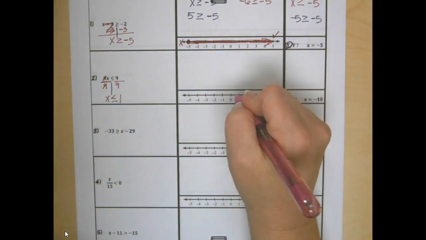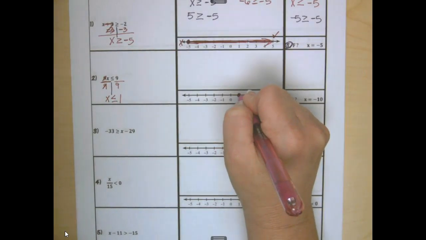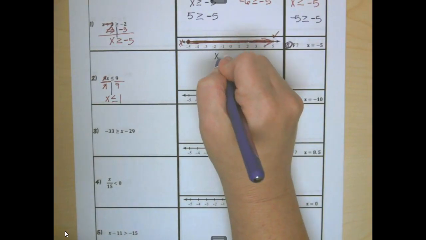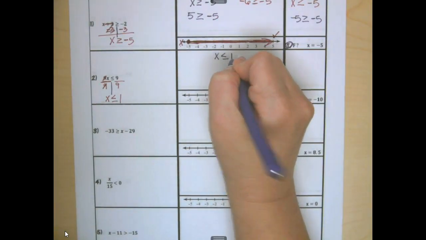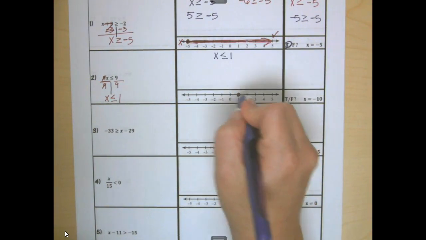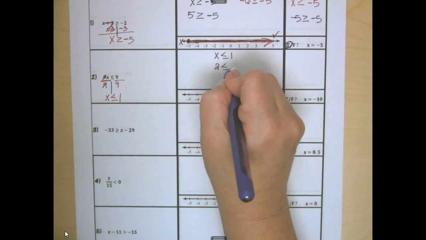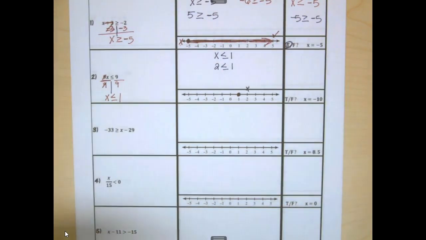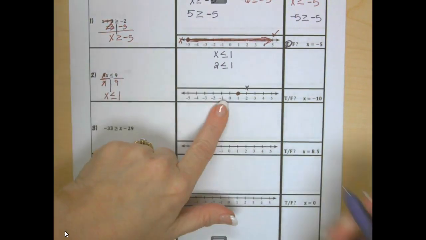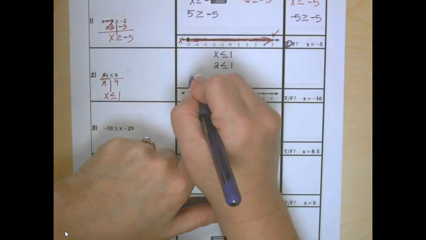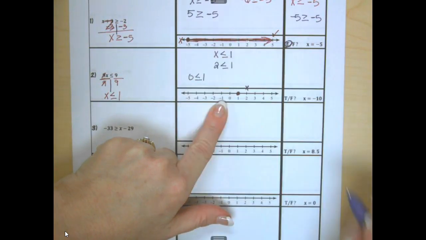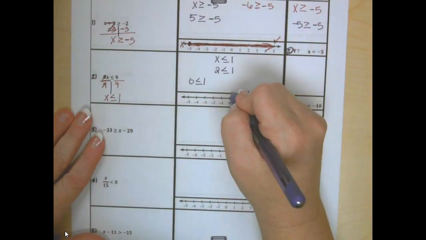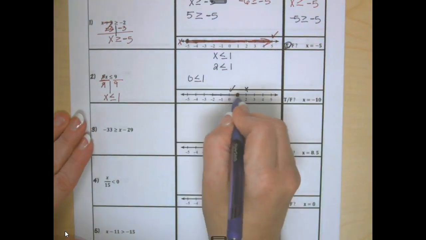It is going to be a closed circle on 1. So I'm going to check each side. X is less than or equal to 1. Let's try this side. 2 is less than or equal to 1. That is not true, so I'm going to put an X above the 2. Try this side. 0 is less than or equal to 1. Is 1 my bigger number? Yes. So that means I am shading in this side.